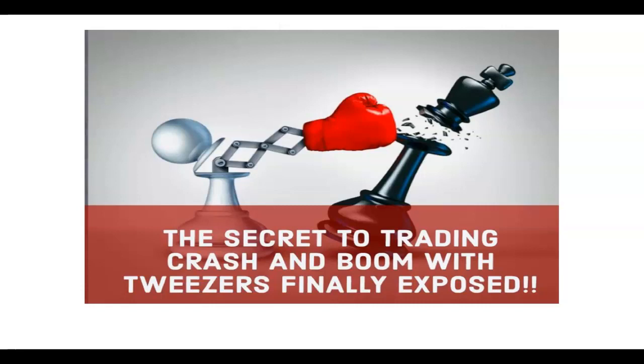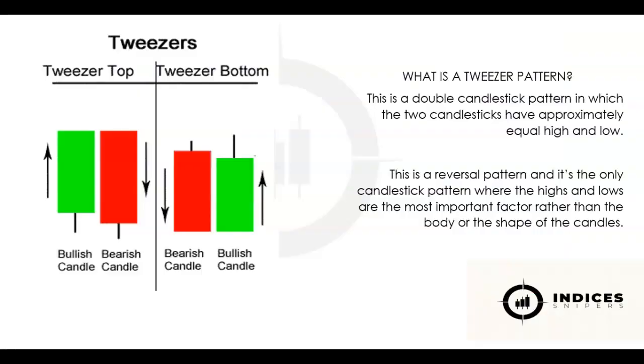All right, so the secret to trading Crash and Boom with tweezers finally exposed. Before we go onto the chart, it's important that we first understand this pattern. So what is a tweezer pattern? A tweezer pattern is a double candlestick pattern in which the two candlesticks have approximately equal high and low. It's considered to be a reversal candlestick pattern, which means this pattern is usually formed at the end of a trend. When a trend is coming to an end and is about to change direction, that's when we see this pattern.